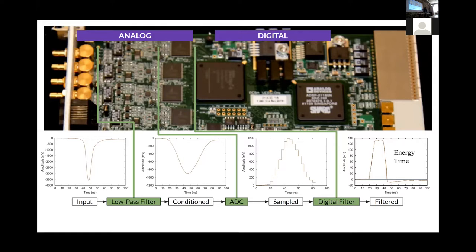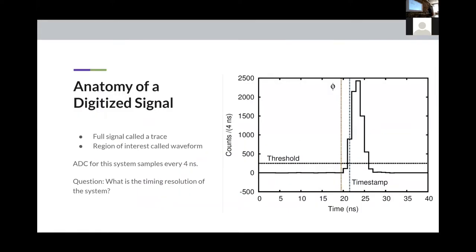Then you apply your trapezoidal filtering, which actually looks like this after you do it. And there are various ways to do this. Oftentimes you take the last point here before the downturn as your energy, and then the arrival time is somewhere right in here-ish, something like that. So what does the digital signal actually look like? It looks like this.